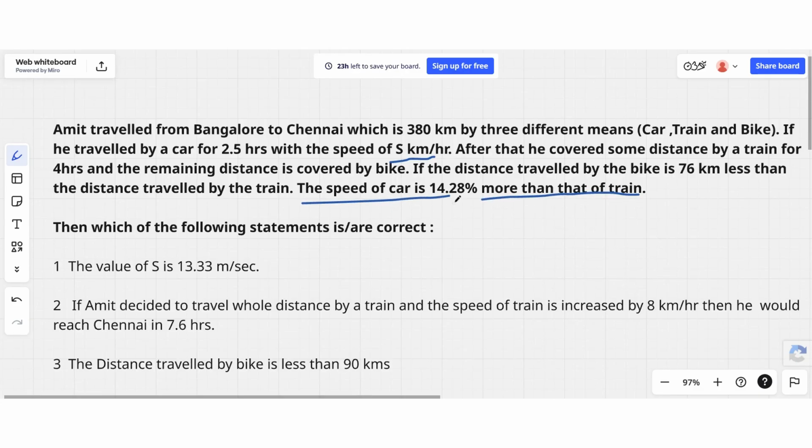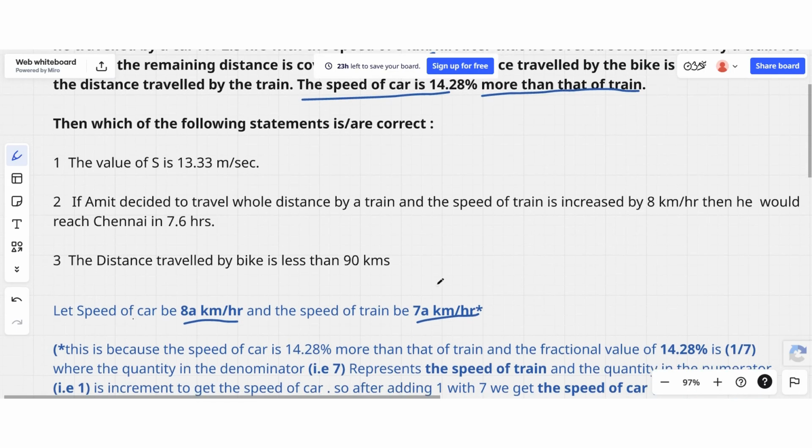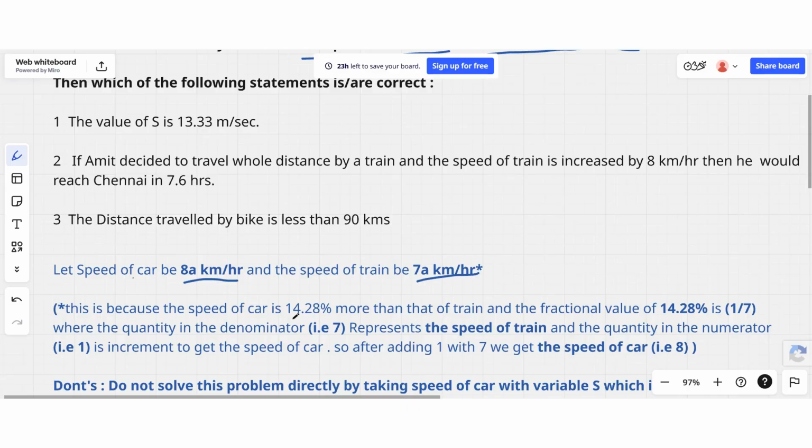Because the speed of the car is 14.28% more than that of the speed of the train, we let the speed of the car be 80 kilometers per hour and the speed of the train be 70 kilometers per hour. Because the fraction 14.28% is 1 by 7.